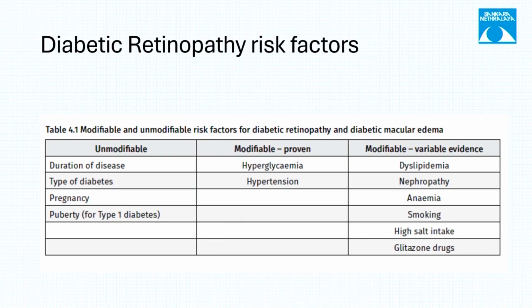So what are the risk factors for a person to develop diabetic retinopathy? There are modifiable risk factors and non-modifiable risk factors. Obviously, what is non-modifiable is the duration of disease, the type of disease, pregnancy and puberty. This is something you cannot change. But what we can change is hyperglycemia, hypertension, and other associated conditions that assume importance when you see a patient not responding or you find the findings a little out of proportion to their diabetic status.